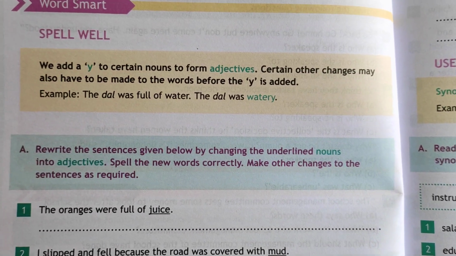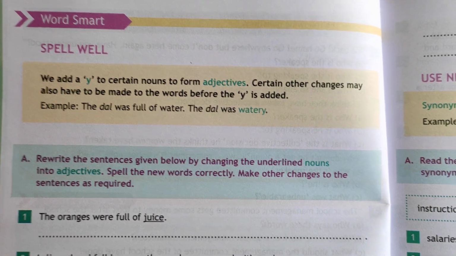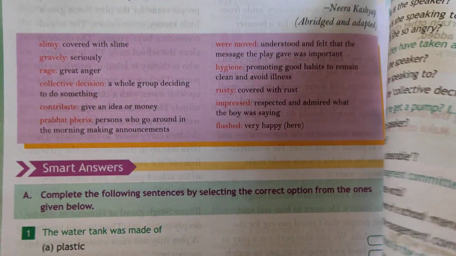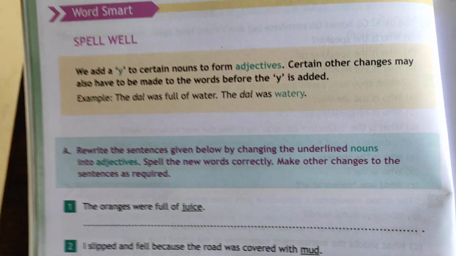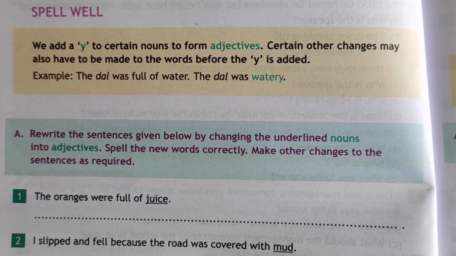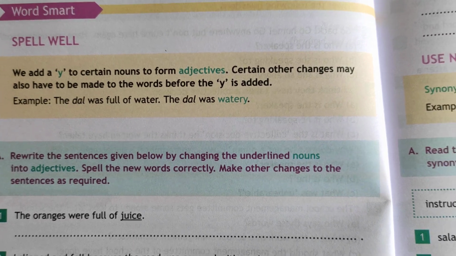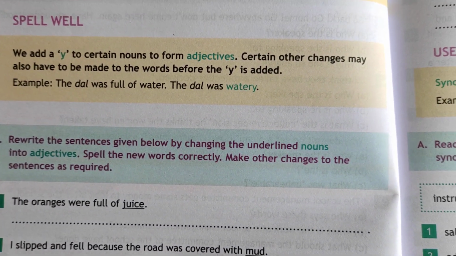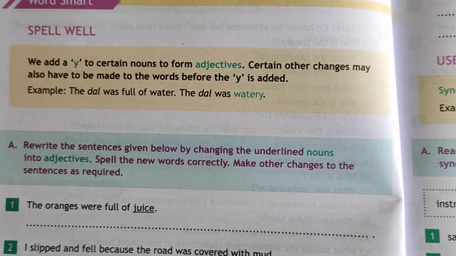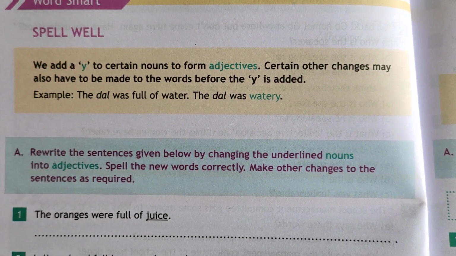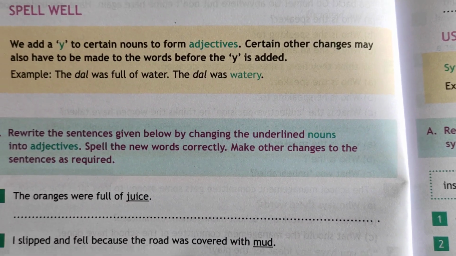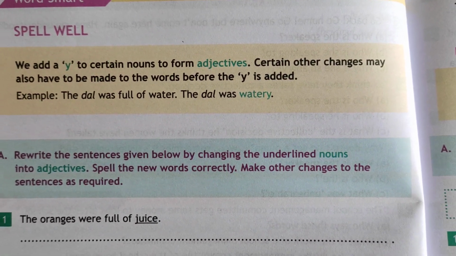What we will do here today, we are going to study adjectives. Adjectives are the words which describe the quality of the noun. Here you can see that we add a y to a certain noun to form adjectives. It's not necessary that every adjective is formed by adding a y. There are cases in which you can add y, there are cases where you have to add ly, and there are cases where you can make other changes.